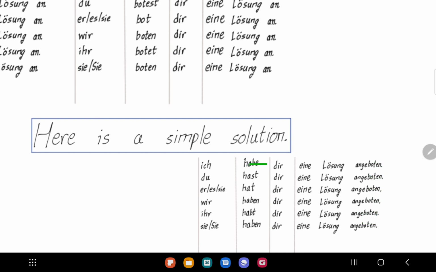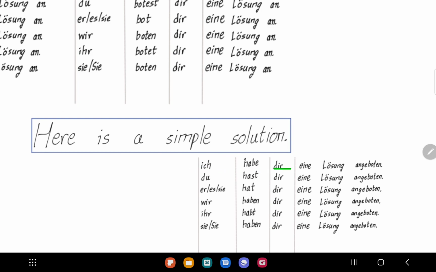And then here what you have is ich habe, du hast, sie hat, wir haben, ihr habt, small s, capital S, haben. Now if you translate this in English, it may sound weird, or maybe not that weird. I will say I have offered you a solution, okay? But in English we have simple present tense, present continuous tense, and for past we have many variations. In German we don't have all that, right?